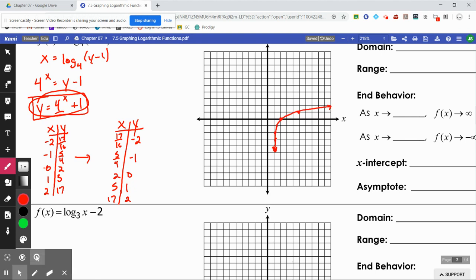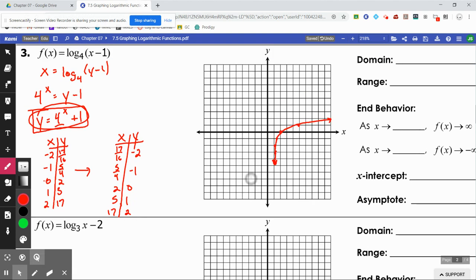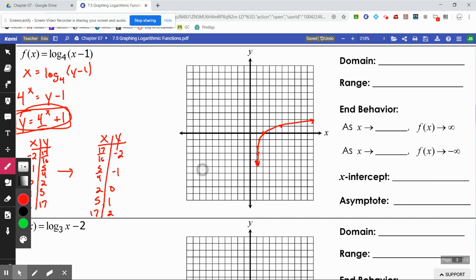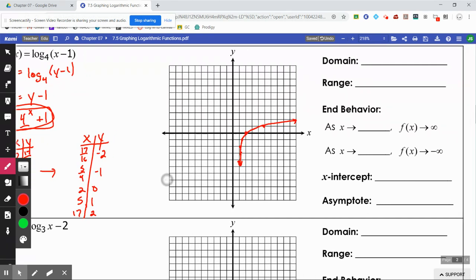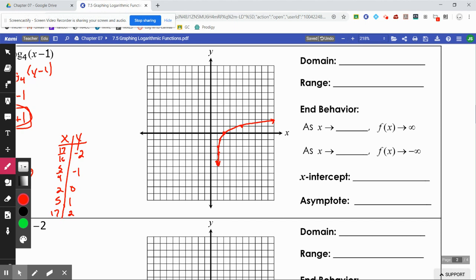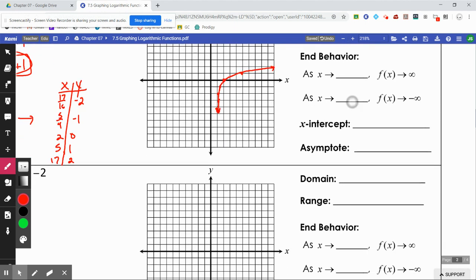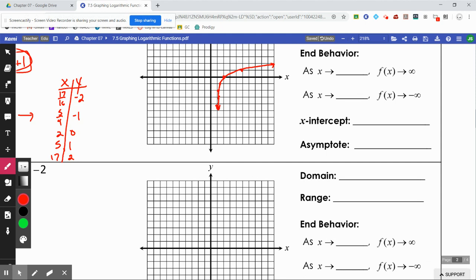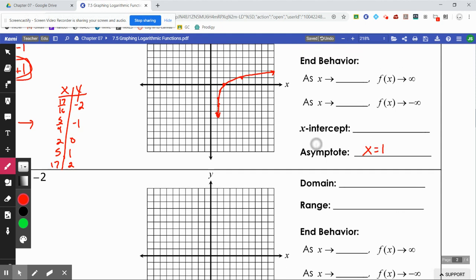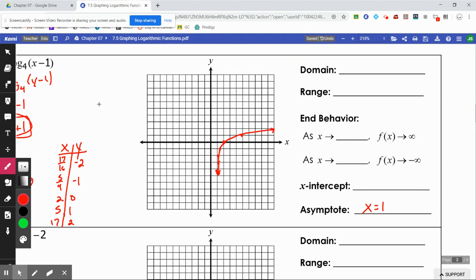Notice the transformation where my graph got shifted to the right one. That was because of the y minus 1 inside. However, my domain, that did affect my domain because my asymptote line actually moved over to x equals +1. So therefore, my domain here is going to be 1 to infinity.